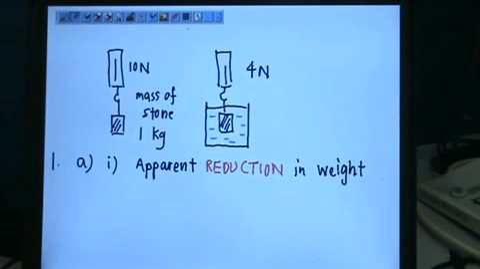Let's look at this question as we discuss the class test 4. We want to find out the solution for this type of question in the future. Okay, so number 1A1, they ask for apparent reduction in weight.